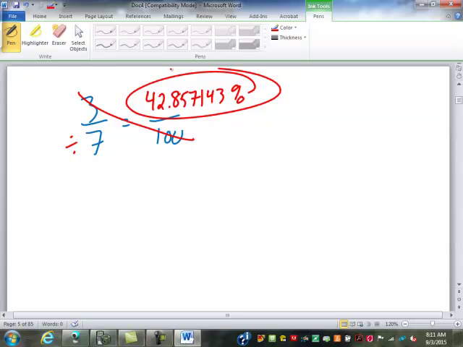Yep. That pattern is beautiful. Yep. No idea.